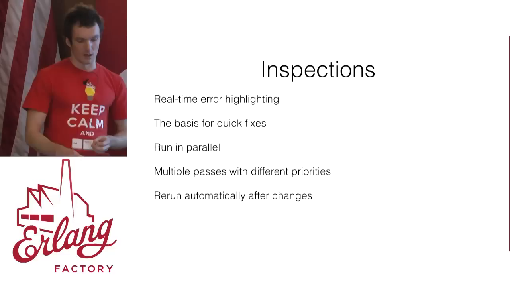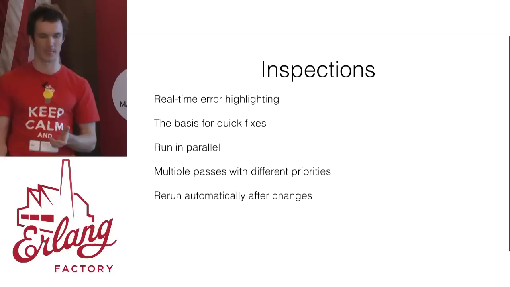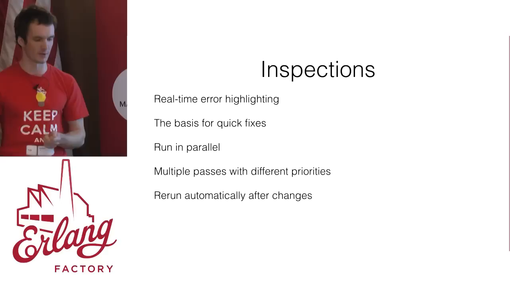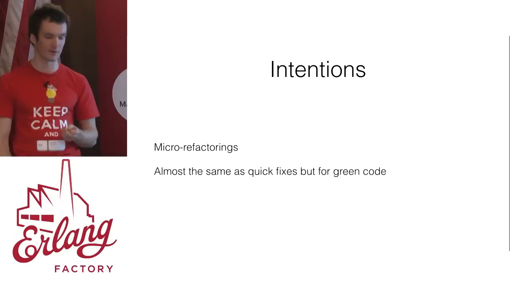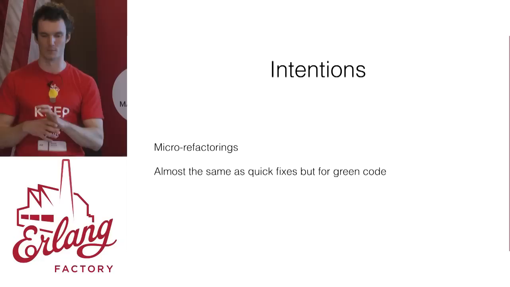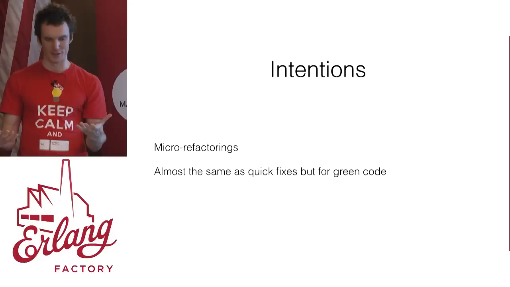It may be not as fast as you'd like it to be. Yes, it's a basic thing for quick fixes, because when you detect some code is not complete or it's wrong, you can create some action to fix this part of code. For instance, we have maybe several dozens of quick fixes. Intentions are almost the same as inspections and quick fixes, but it's some small refactoring, maybe not only for bad code, but green code as well. You need to, for instance, translate one kind of construct to another, it's some kind of transformation, really.